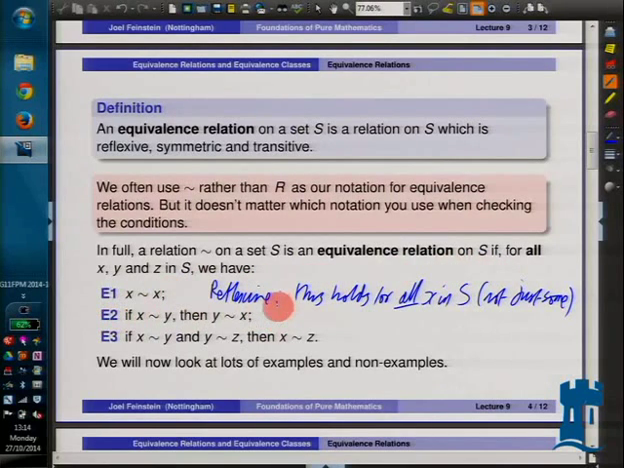Again, for this one here, this is symmetry, or symmetric. This holds for all x and y. I'm not saying that all x and y are related. I'm saying that whichever x and y you take, if x is related to y, then y is related to x.